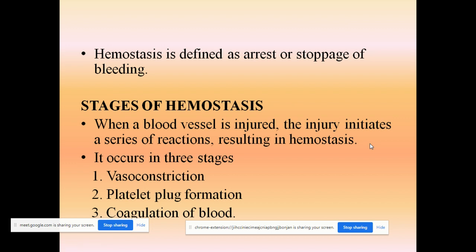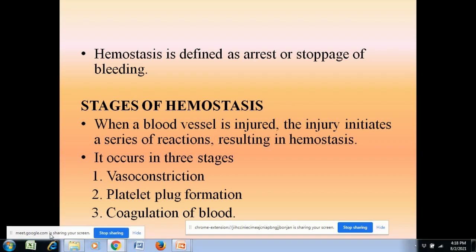So hemostasis, I told you, stasis or static. Okay, what do you mean by static? Motionless or stop. Okay, it is called the arrest or stoppage of bleeding. Hemo means blood. It is the arresting or stoppage of the bleeding. So we can study this hemostasis in different stages, three different stages. So when does this hemostasis take place or occur?